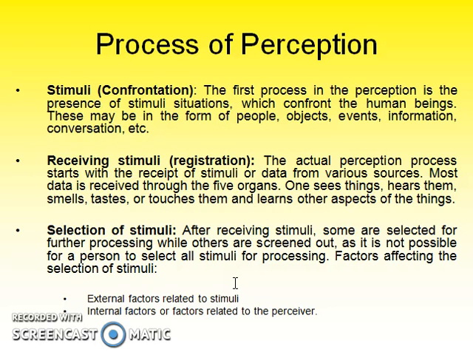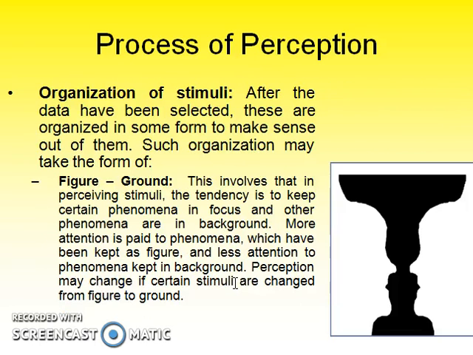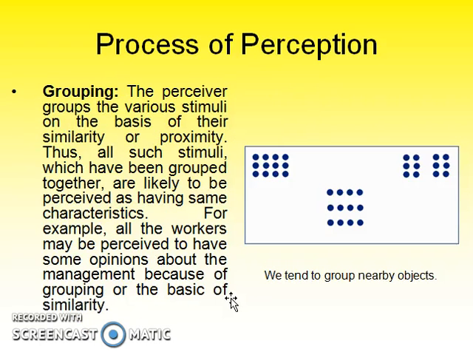Now, after selecting the stimuli, here comes the organization of stimuli. After the data have been selected, these are organized in some form to make sense out of them. Such organization may take the form of figure ground. This involves that in perceiving stimuli, the tendency is to keep certain phenomena in focus and other phenomena in the background. More attention is paid to phenomena which have been kept as figure, and less attention to the phenomena kept in background. Perception may change if certain stimuli are changed from figure to ground.